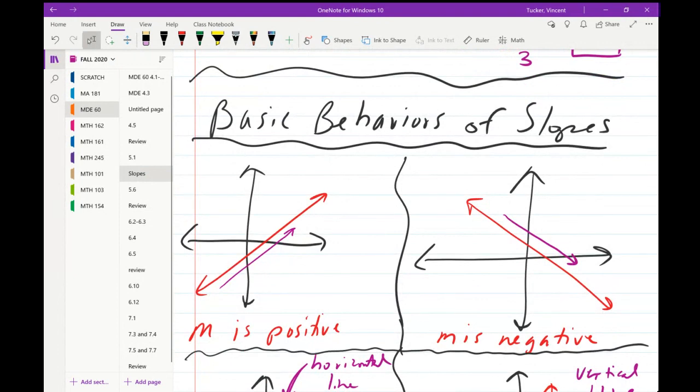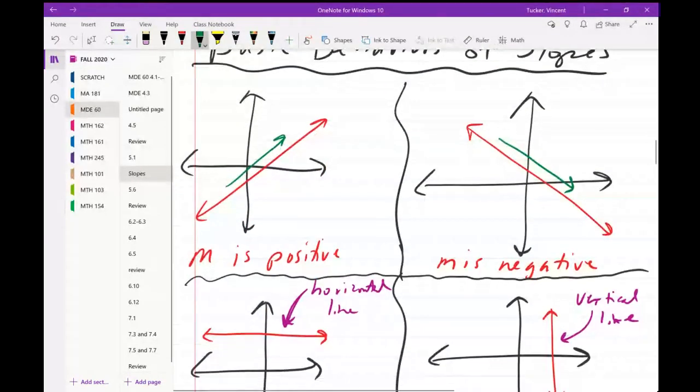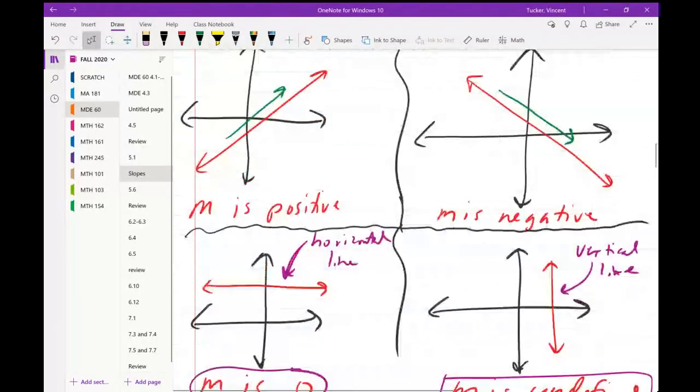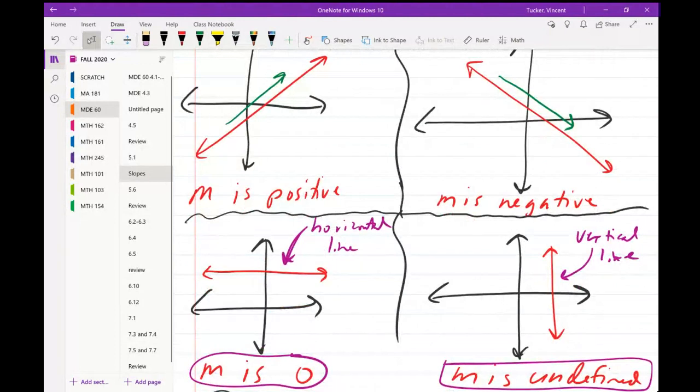These are the basic behaviors of your slope. So if you follow your line or your graph from left to right, if it is going up, then your slope is positive. From left to right, if it's going down, your slope is negative. If you have a horizontal line, your slope is 0. If you have a vertical line, your slope is undefined.